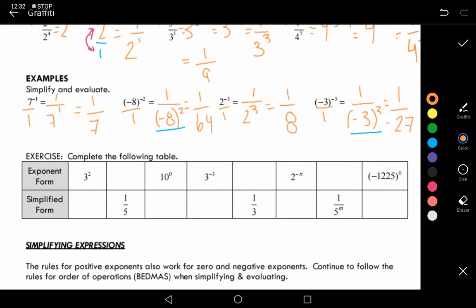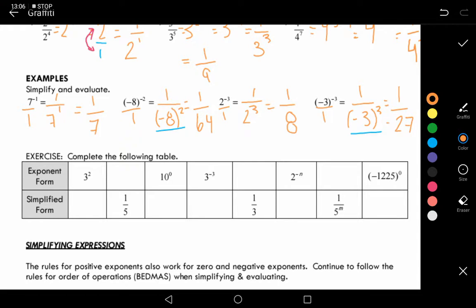Okay, so try to fill in the following table without me giving you the answer. So maybe just pause the video so you can take a chance to try to figure that out. And then obviously come back to double check your answer. So it's asking us basically to go back and forth from exponent form to simplified form. Simplified form is just like when you fully evaluate it. So it's just going to be a number or a fraction.